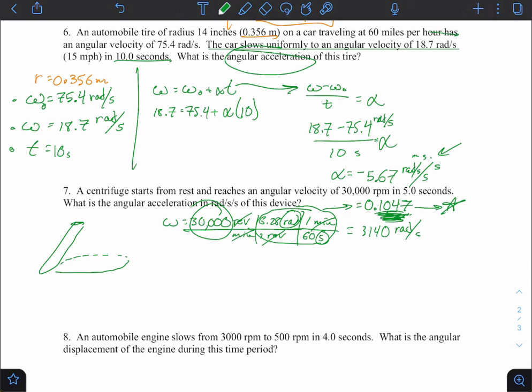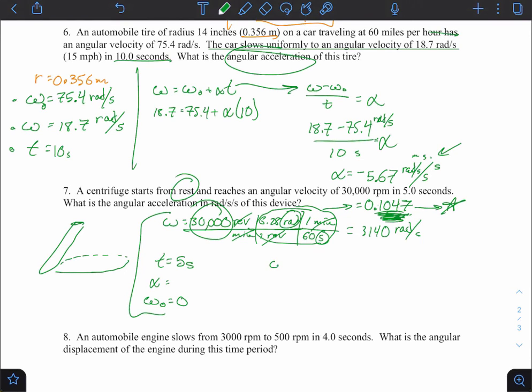I wouldn't recommend it, but I actually might start doing that because it's fun for me. And we're given a time of 5 seconds. And we're trying to find the angular acceleration. It starts from rest, so we know the initial angular velocity is 0. And this looks like that first equation.